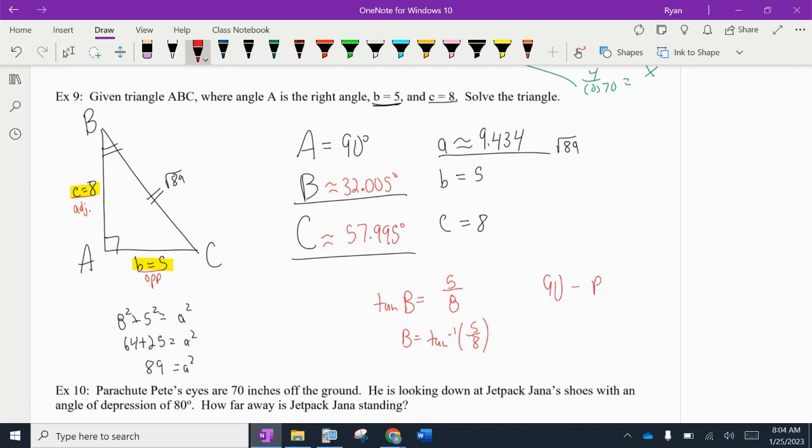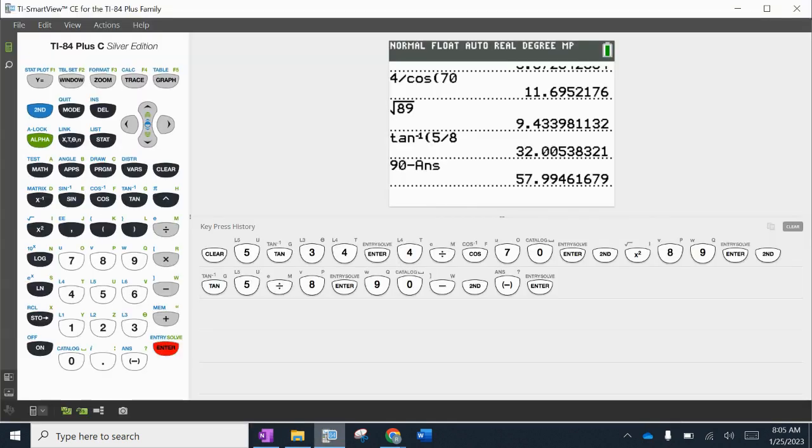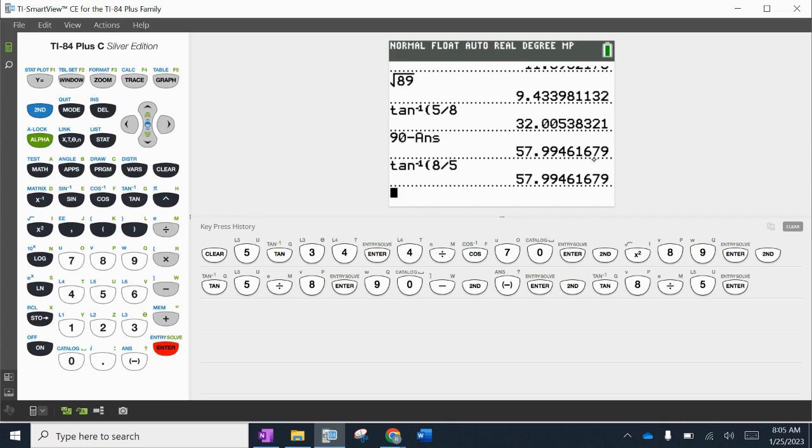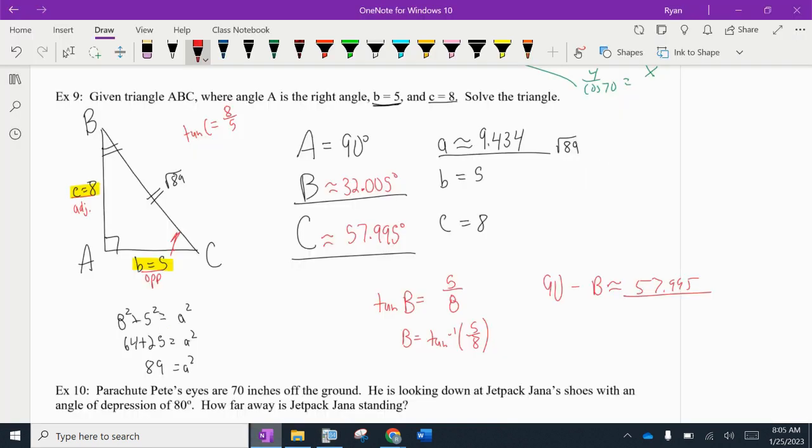We took 90 minus B and got that approximate answer of 57.995. The other way we could have found angle C is to look at the relationship of the 8 and 5 compared to C. So from angle C, 8 would have been the opposite, 5 would have been the adjacent. So I could have said that the tangent of C is equal to the opposite of 8 divided by the adjacent of 5. Take the tangent inverse of 8 over 5. So the tangent inverse of 8 over 5 also gives us that exact same answer. Even if you look at all those decimal places, they're still the same. It's a way I could check it if I wanted to.